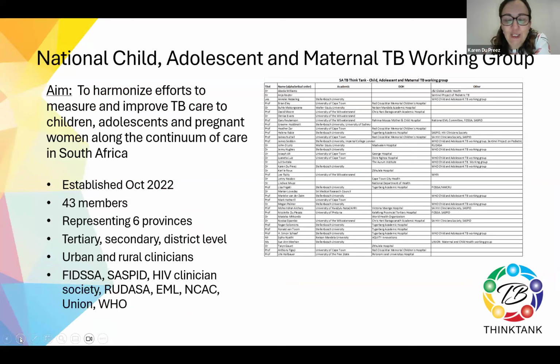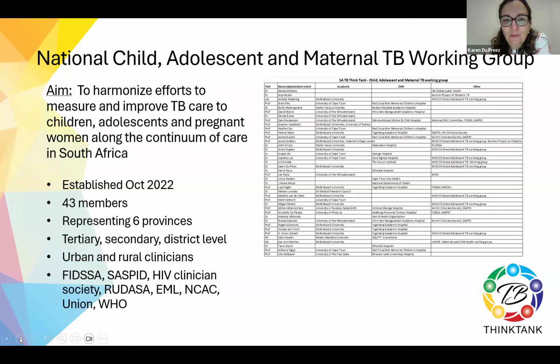So why did we need them? There's new evidence, right? But how do we go about incorporating it into local guidance? The exciting first thing was the establishment of a national child, adolescent, and maternal TB working group, which is housed under the TB Think Tank. The aim of this group was to harmonize efforts to measure and improve TB care, not only for children and adolescents, but also for pregnant women along the continuum of care.